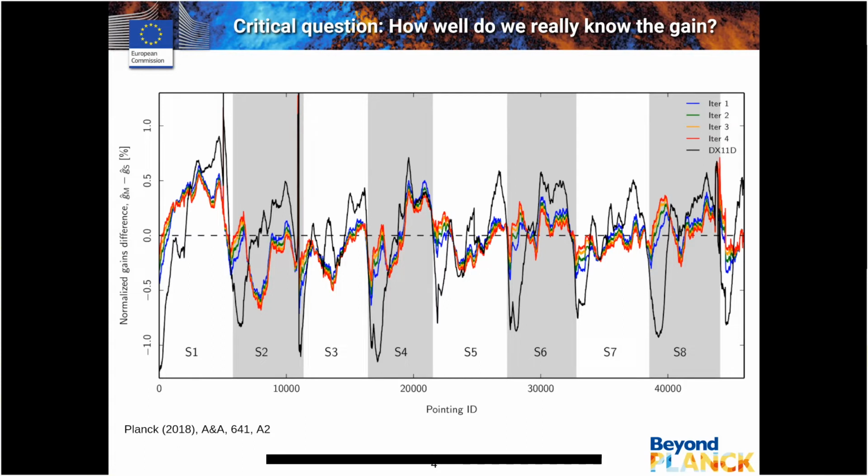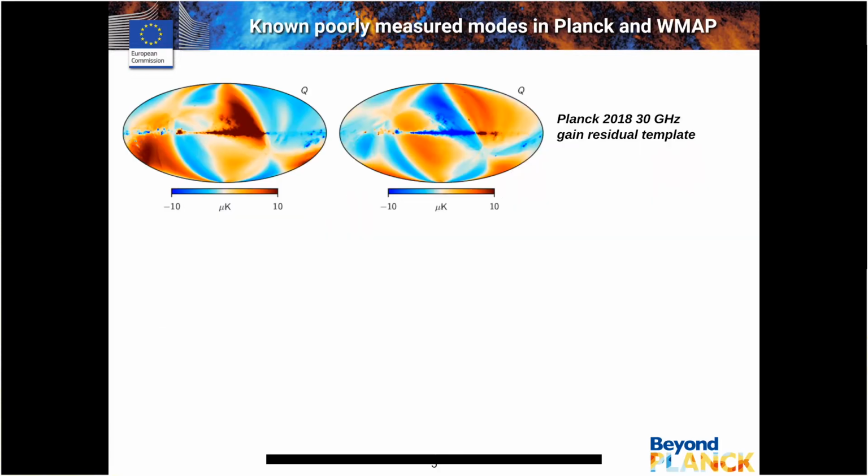So another question that we set out to answer with BeyondPlanck is what would happen if we could actually finish this iteration process and explore the full iteration of all of the various parameters, not just the gain, and what sort of results would we end up with then? And additionally, as I mentioned before, we know that in polarization in particular, both Planck and WMAP had large scales that were known to not be very well measured.